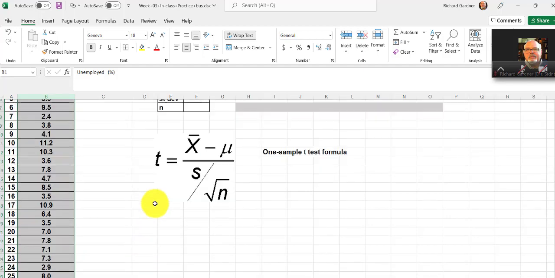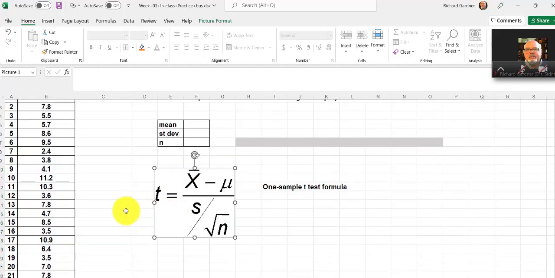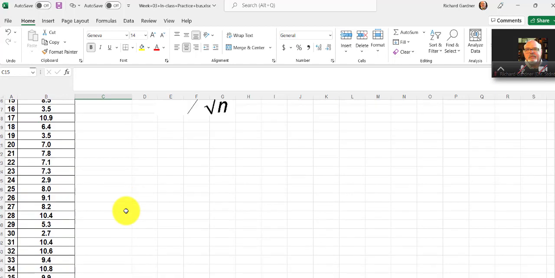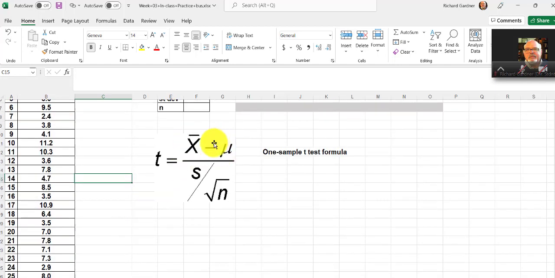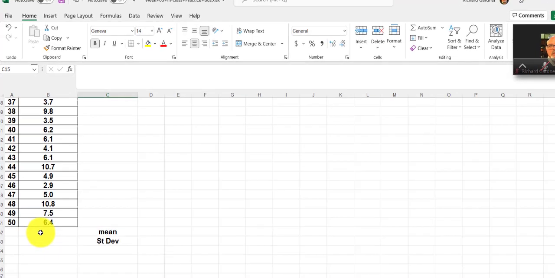So the first thing, we're going to just follow this formula. That's the fastest way. And we need the mean. And the mu is the claim. That's what they say, 7%. S is the standard deviation from this sample. And the square root of n. So let's just find out what the mean is.